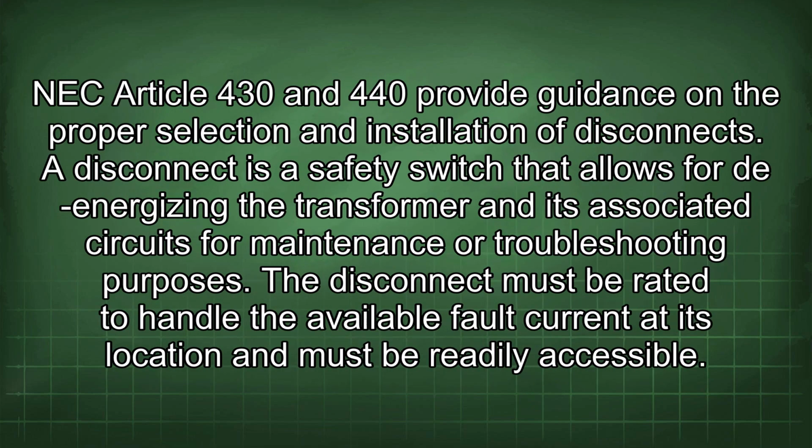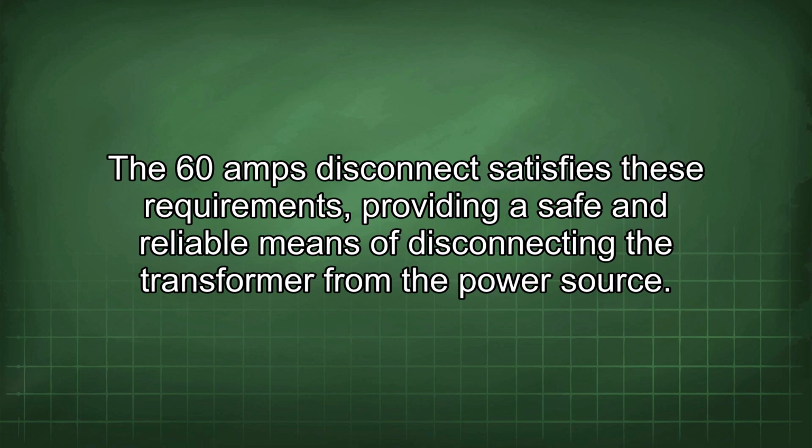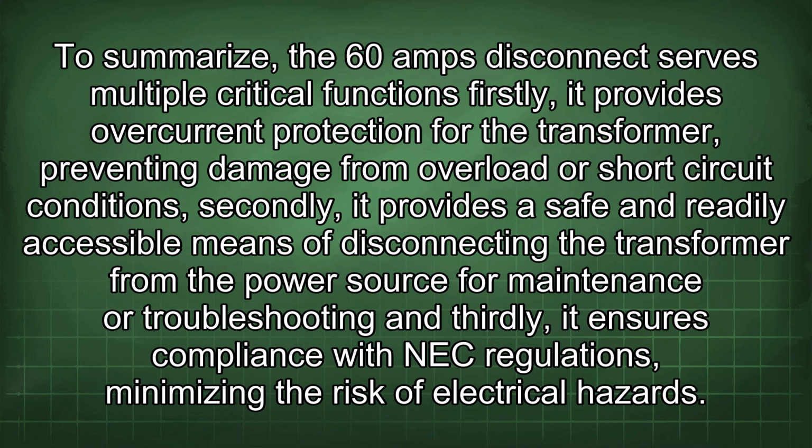NEC Articles 430 and 440 provide guidance on the proper selection and installation of disconnects. A disconnect is a safety switch that allows for de-energizing the transformer and its associated circuits for maintenance or troubleshooting purposes. The disconnect must be rated to handle the available fault current at its location and must be readily accessible. The 60 amp disconnect satisfies these requirements, providing a safe and reliable means of disconnecting the transformer from the power source.